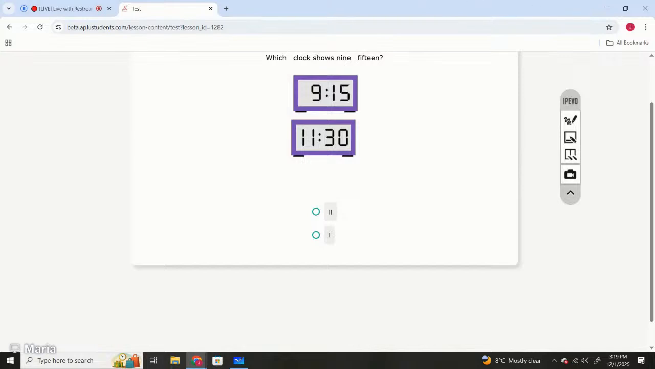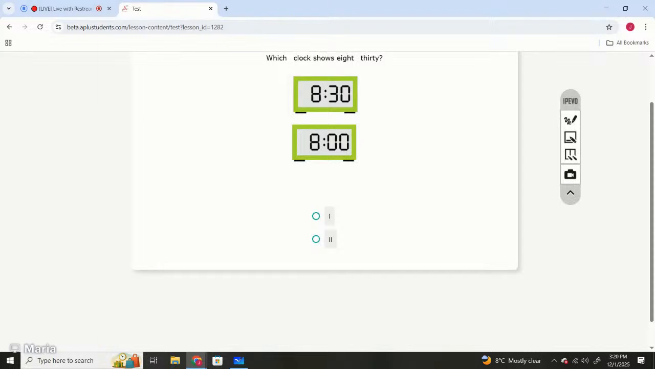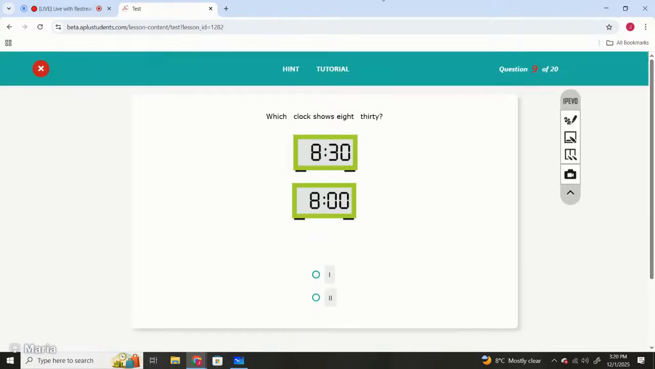Which clock shows 9:15? So which is the correct option? That is 9:15. The first one is the correct option. Okay, you can complete the lesson by yourself later today. Let me just move on to next lesson.